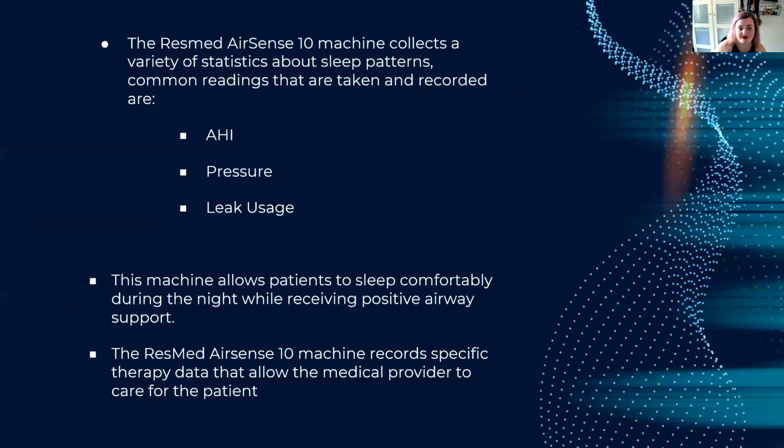Now, more about the device. The ResMed S10 machine collects quite a lot of statistics, and quite a lot of interesting statistics. It has an AHI index, pressure, leak, usage. Now, the machine allows a patient to sleep more comfortably because it keeps the airways open, so positive airway pressure, by actually sending high pressure air in.